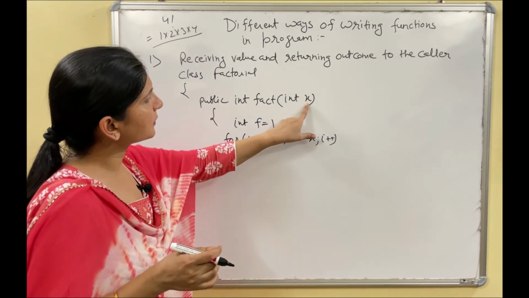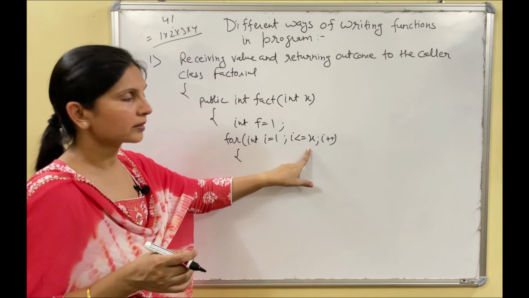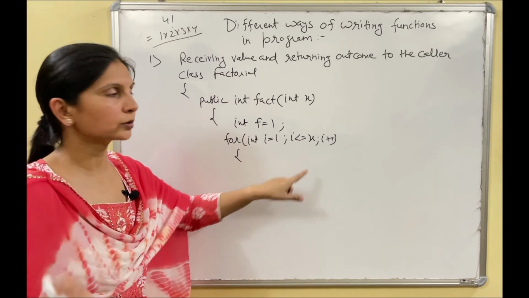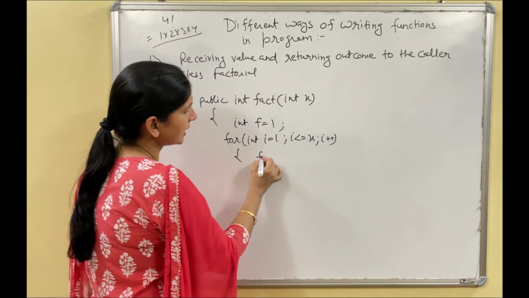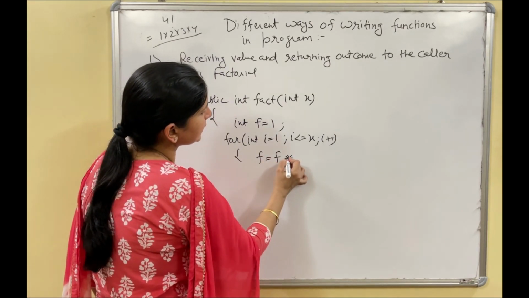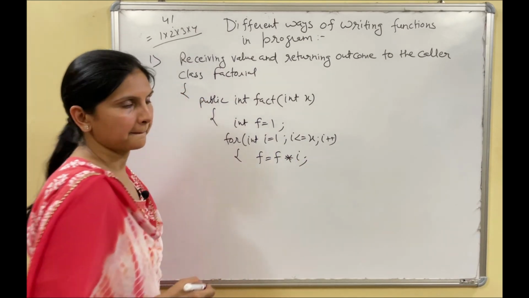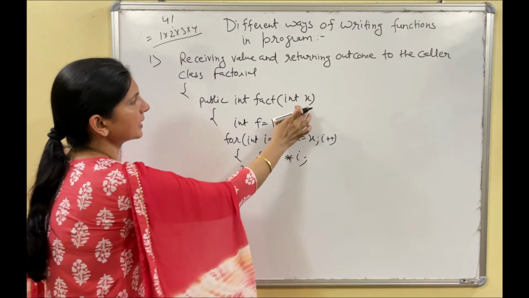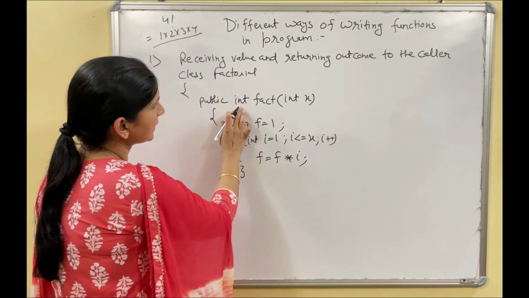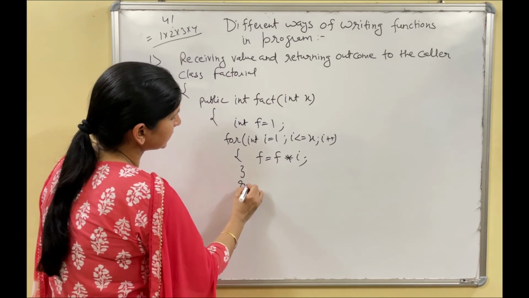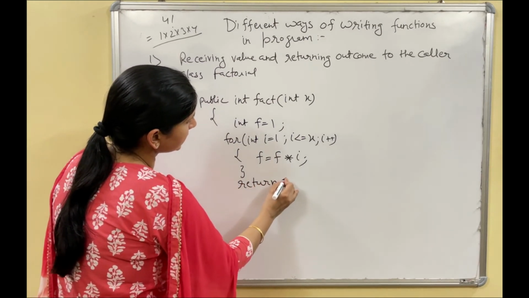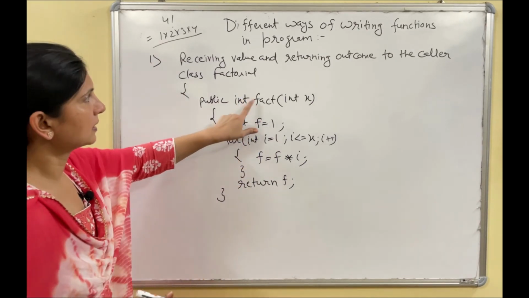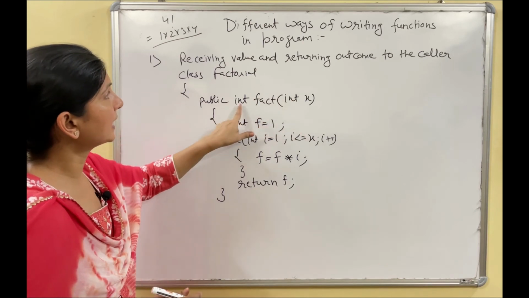If the number is 5, so 1 to 5 loop will go, right? And we will simply find the product of 1 to 5: 1 into 2 into 3 into 4 into 5. So how will you write? f equals to f into i. Fine. So by this we will get the factorial of x. And then as we have to return some value, I will write return f. So this is the function receiving some value and returning.